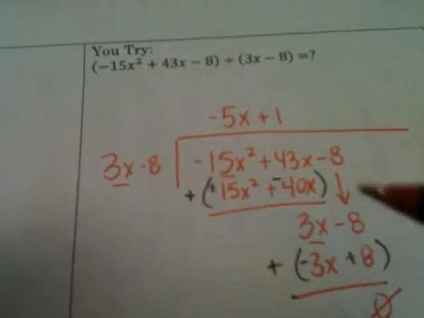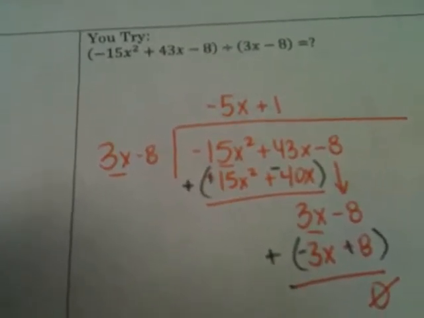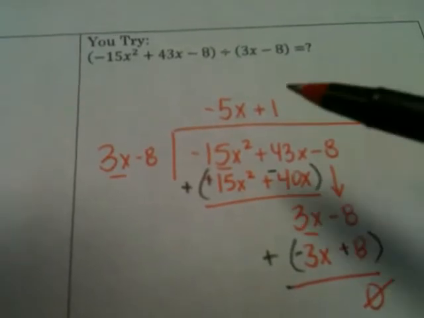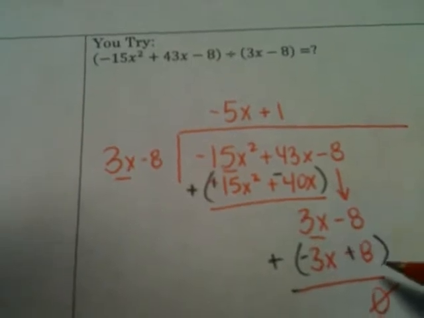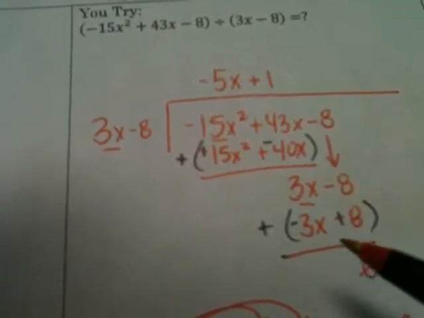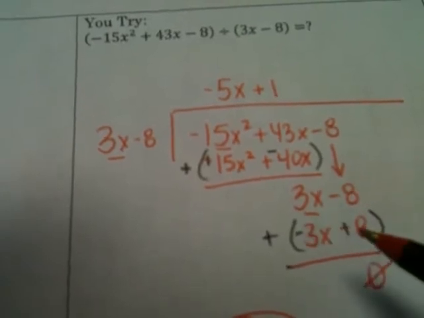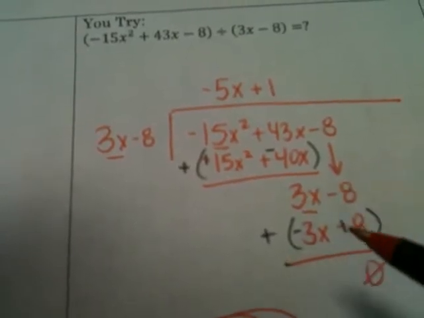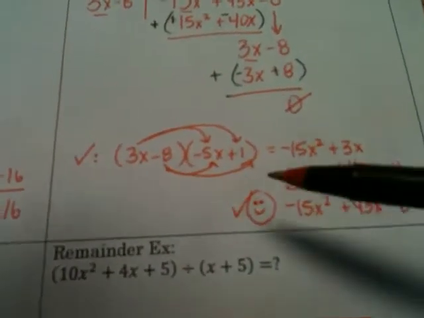Look at the 3x. Look at the 3x. How can I make a 3x a 3x? Well, it's already that. So to keep it the same, I multiply it times 1. 1 times 3x is 3x. 1 times negative 8 is negative 8. Remember that this is subtraction, so I distribute the negatives. This becomes negative, this becomes positive. 3x plus negative 3x is 0. Negative 8 plus 8 is 0.